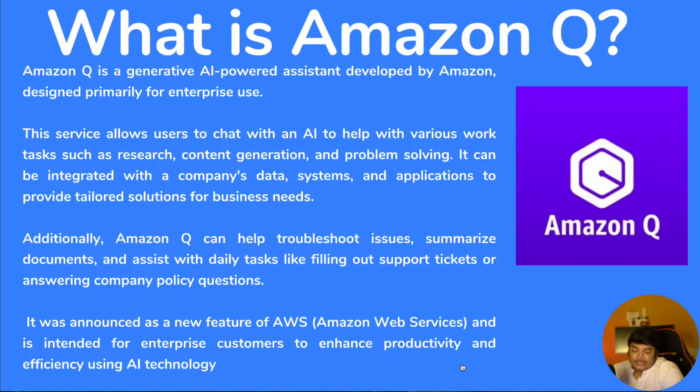Additionally, Amazon Q can help troubleshoot issues, summarize documents, and assist with daily tasks like filling out support tickets or answering company policy questions. It was announced as a new feature for Amazon, and it is intended for enterprise customers to enhance productivity and efficient use of AI technology. All this is to make sure that when you work with Amazon and related services, we get to use it more efficiently and it helps in our day-to-day life.